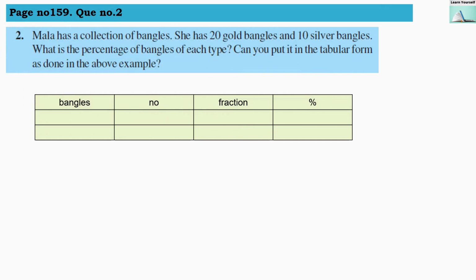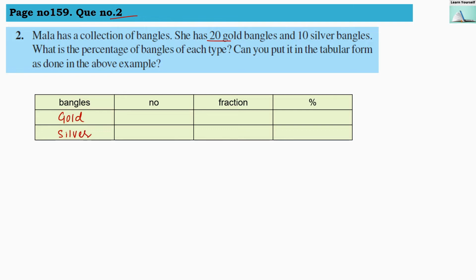Page number 159, question number 2. Mala has a collection of bangles. She has 20 gold bangles and 10 silver bangles. What is the percentage of bangles of each type? Can you put it in tabular form as done in the above example? The same way we represented our answer in question number 1, we have to represent it here also. So bangles are of two types, gold bangles and silver bangles.